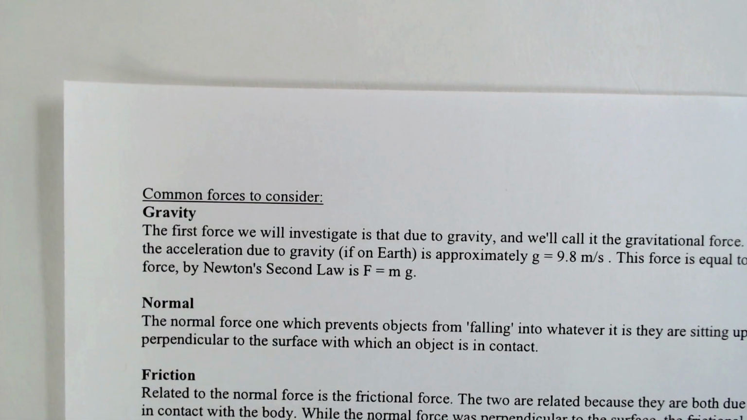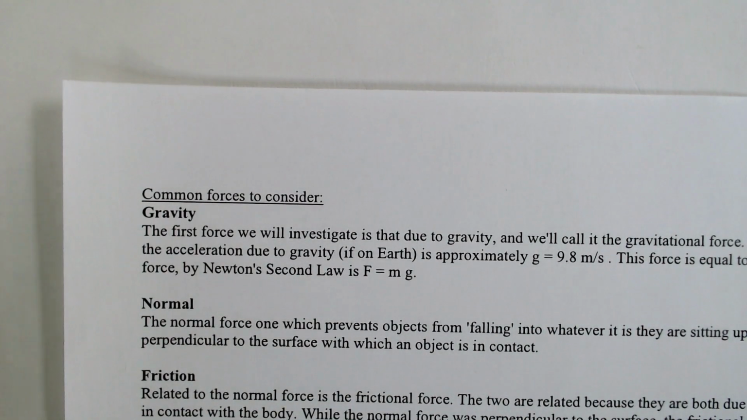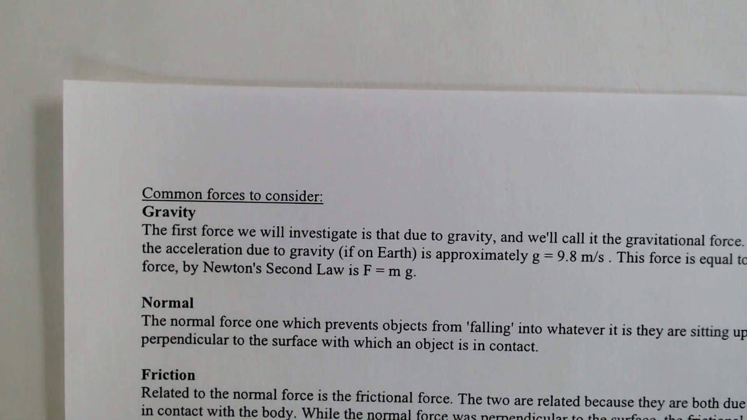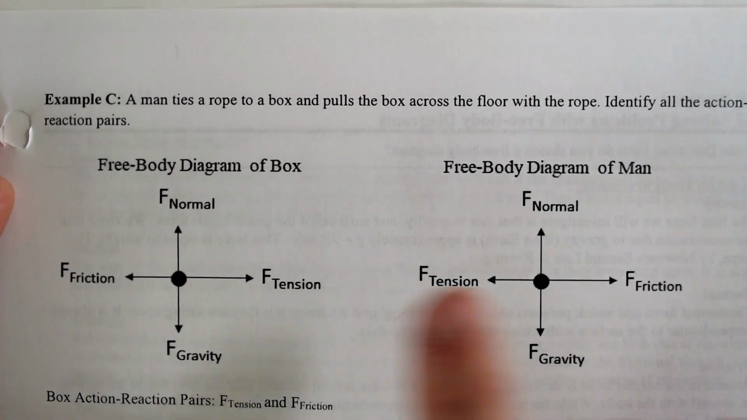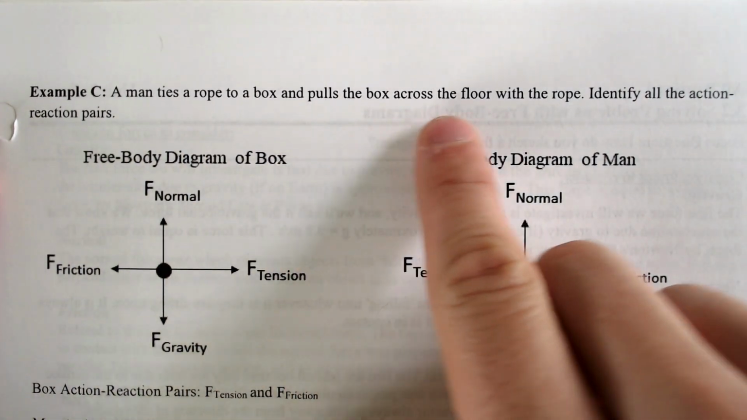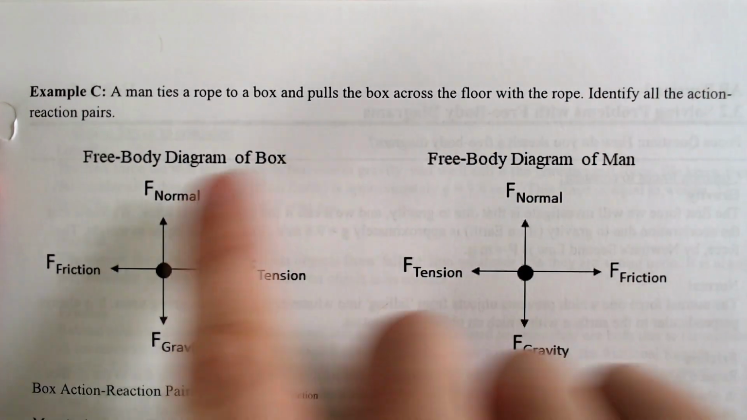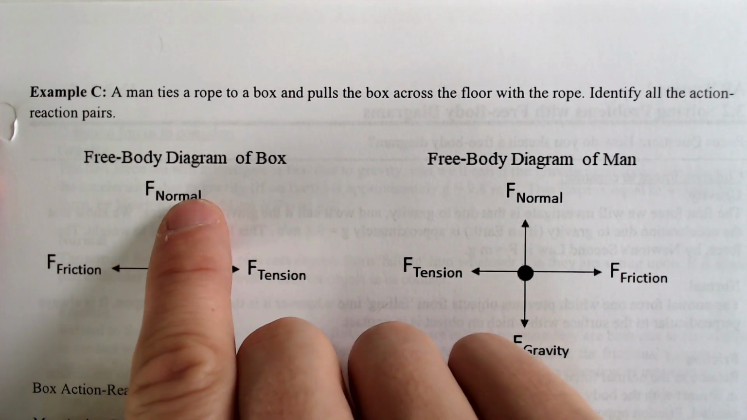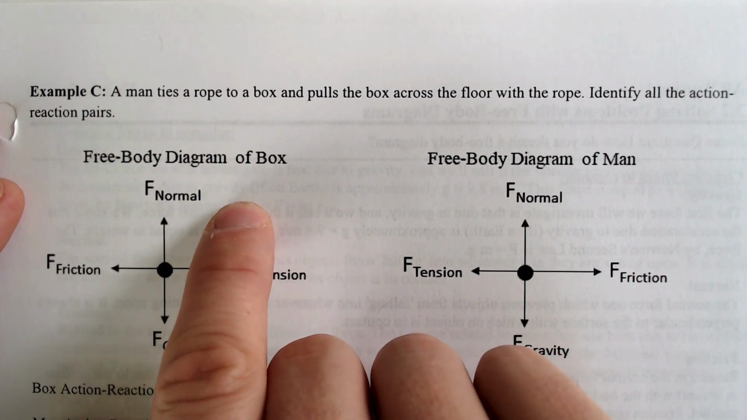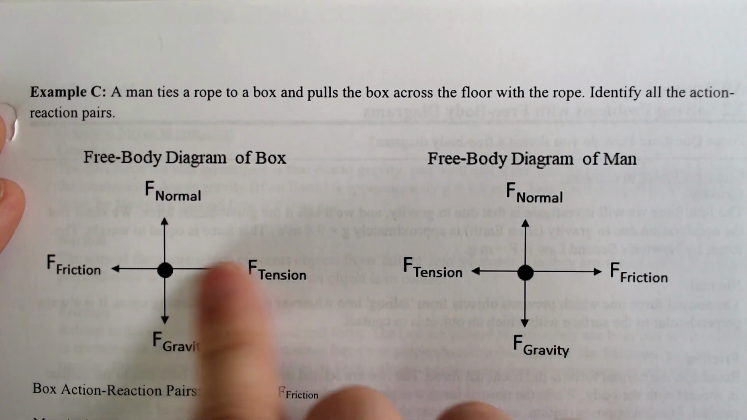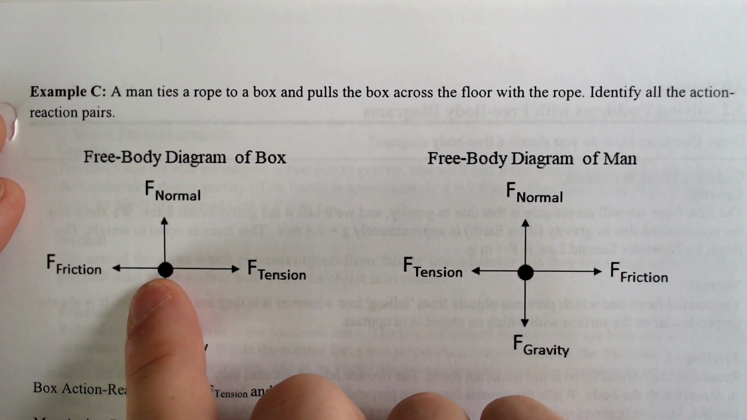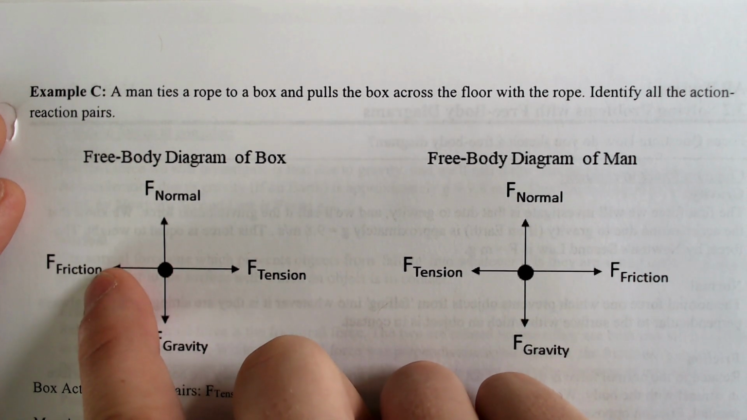With that in mind, I wanted to do a quick little thing with the box as well in relationship to free body diagrams. Here, if we had a man trying to pull a box across a floor with a rope, identify the action-reaction pairs. If the free body diagram was in the frame of reference of the box, then the box would be pulled from the rope over here, and the friction acting against it would be in this direction.